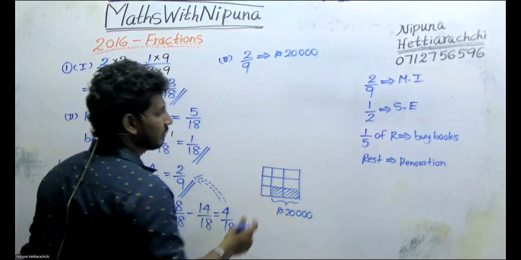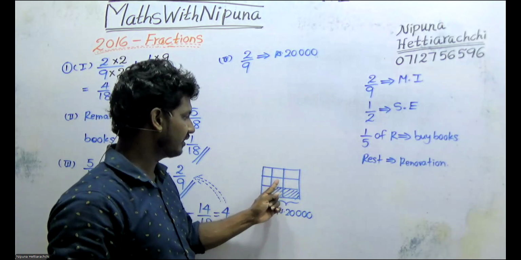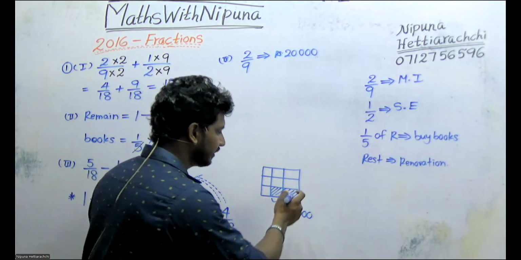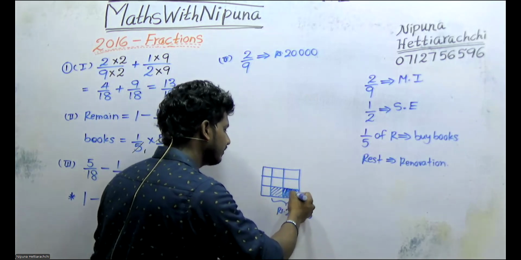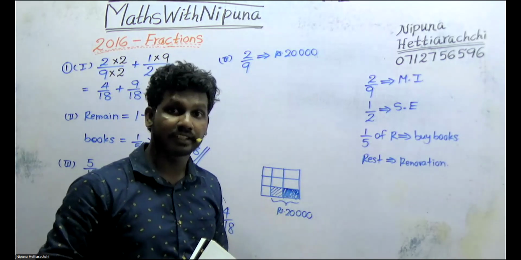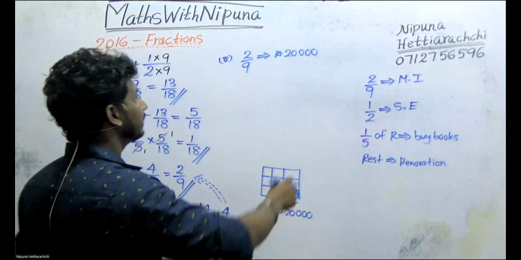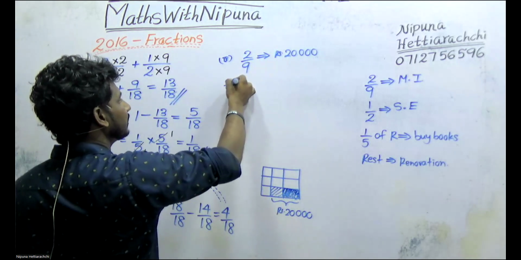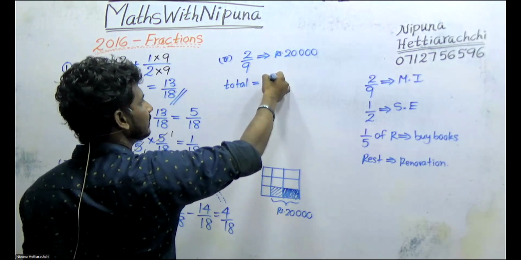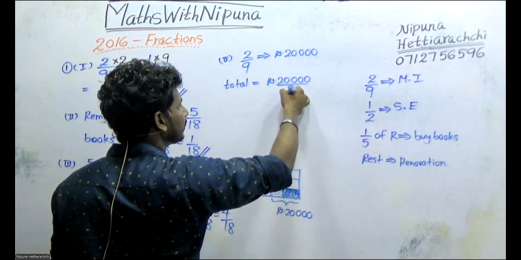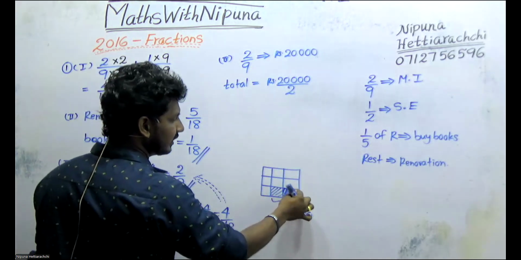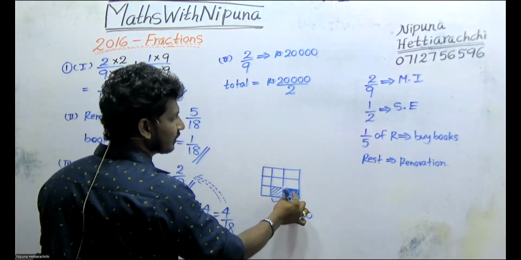You need the total amount. Total means there are 9 such parts. Then try to identify the value of one portion. How to identify it? 20,000 should be divided by 2. Therefore, to calculate the total, I will divide that 20,000 by 2. Then it will give the amount of one portion.